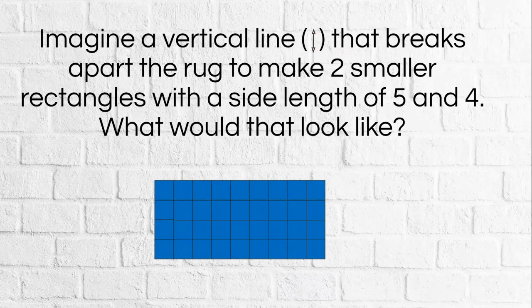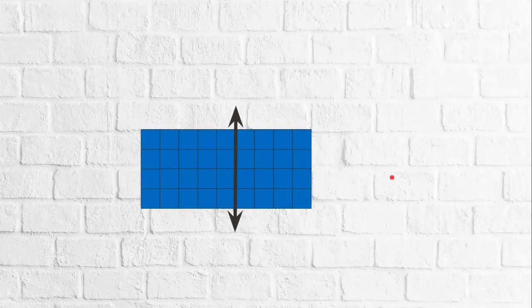Imagine a vertical line that breaks apart the rug to make 2 smaller rectangles with a side length of 5 and 4. What would that look like? So instead of having one giant rug, I want to break my width apart and have 5 and 4 instead of 9. What would that look like? I'm going to put a line down the middle to break it apart. Now this side has 5. And this side has 4.